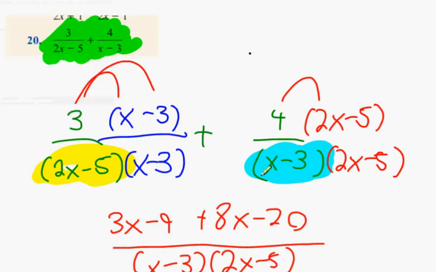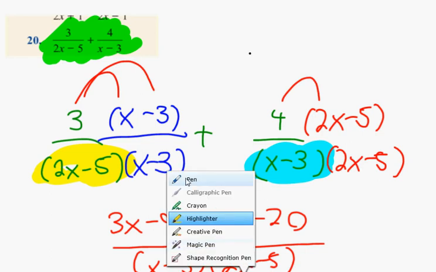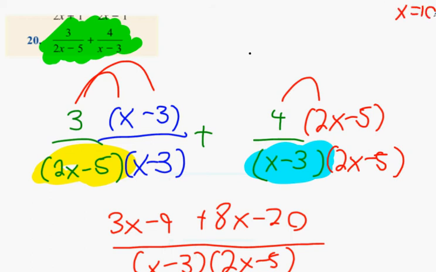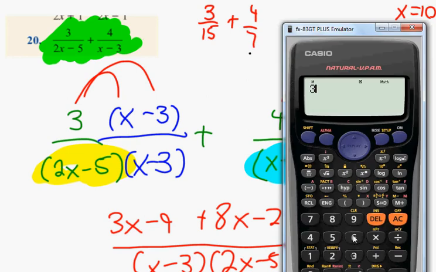So what we're going to do is pick any value for x I want. Let's say x equals 10. Is 10 okay? Yeah. Now, what happens when I use x equals 10? What's 3 divided by 2 times 10? 20 take away 5? 15. 3 over 15. No bother. 4 over, what's 10 take away 3? 7. So 3 over 15 plus 4 over 7 is what?